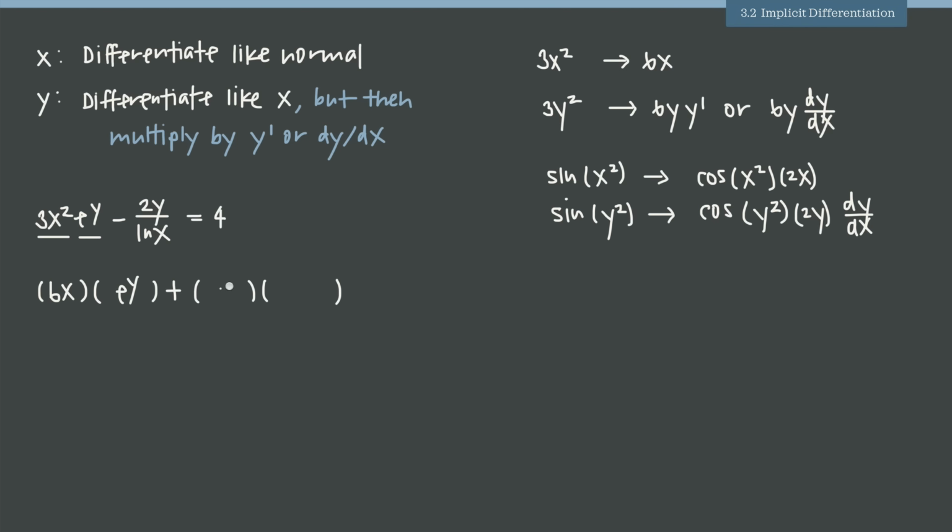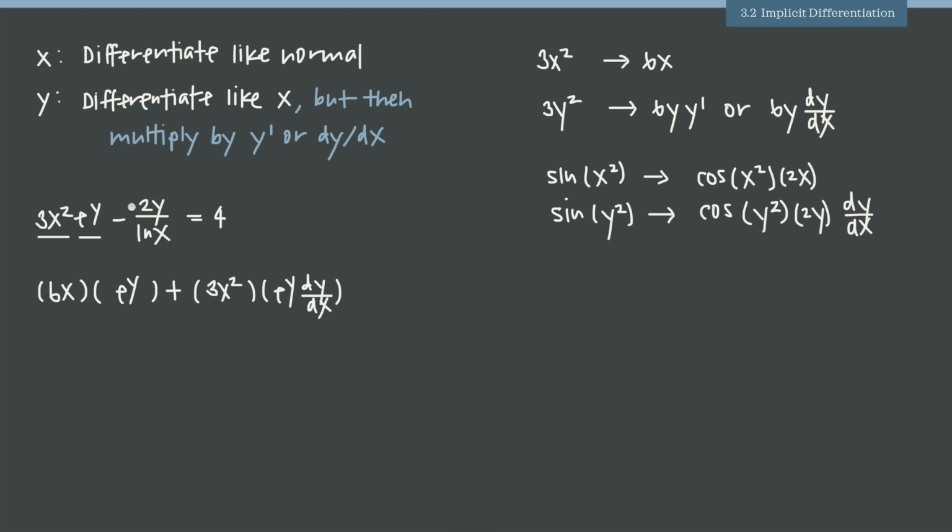But then we calculate the other half of our product rule formula. This time we leave 3x squared alone, so 3x squared, but then we have to differentiate e to the y. This is the first time we're differentiating a y. Well, we treat y exactly as we would x, so the derivative of e to the y is e to the y, but then we have to multiply by y prime or dy over dx because we just took the derivative of something with y in it. So we multiply by dy over dx.